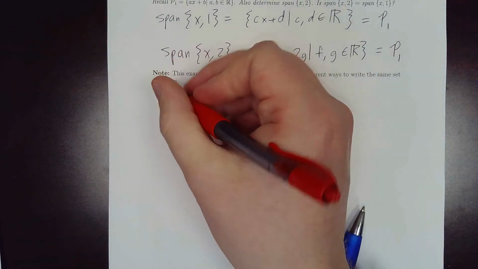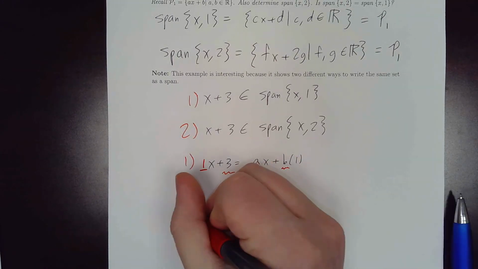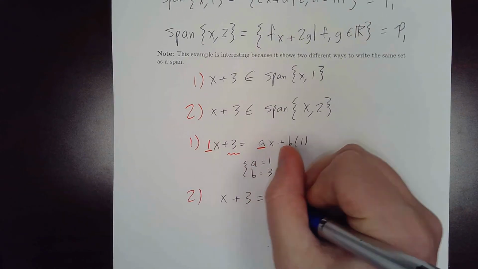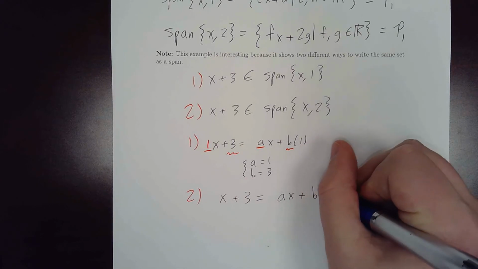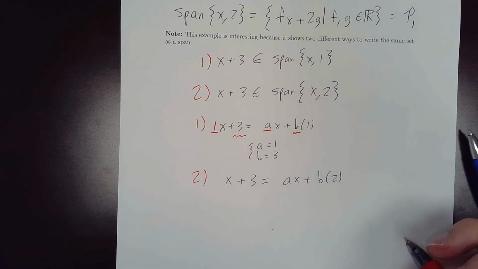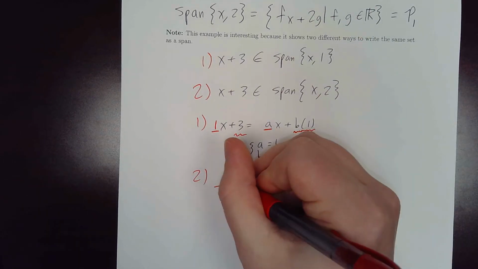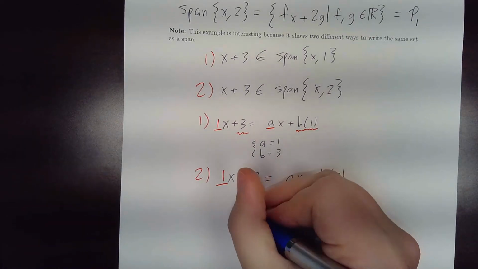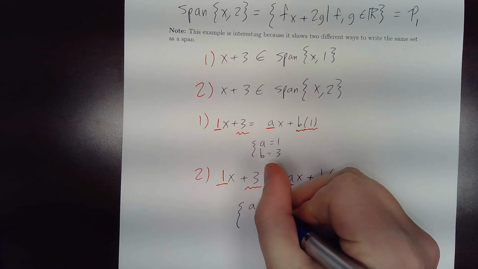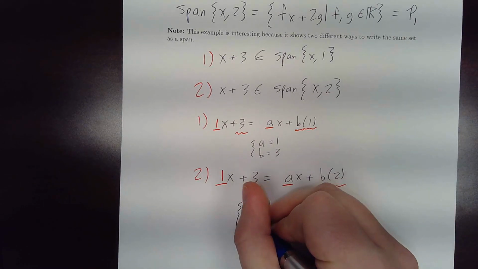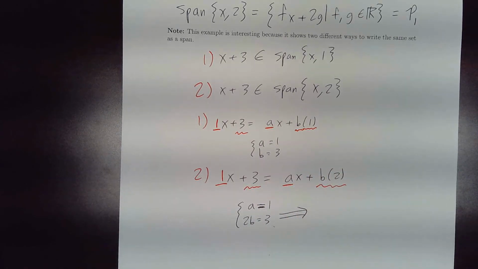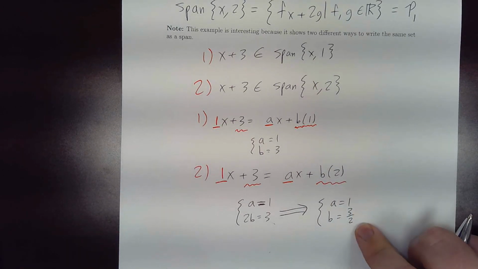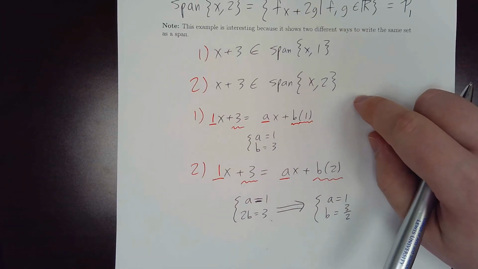If I wanted to determine if x plus 3 was in the span of x and 2, I'd say that x plus 3 equals ax plus b times 2. And so now I want to compare what's in front of the x and what's the constant portion. So here we would have a system that said a equals 1 and 2b equals 3. If we solve this system, it's not a very hard one, a equals 1 and b equals 3 halves. So because we were able to find an answer, x plus 3 is in the span of x and 2.